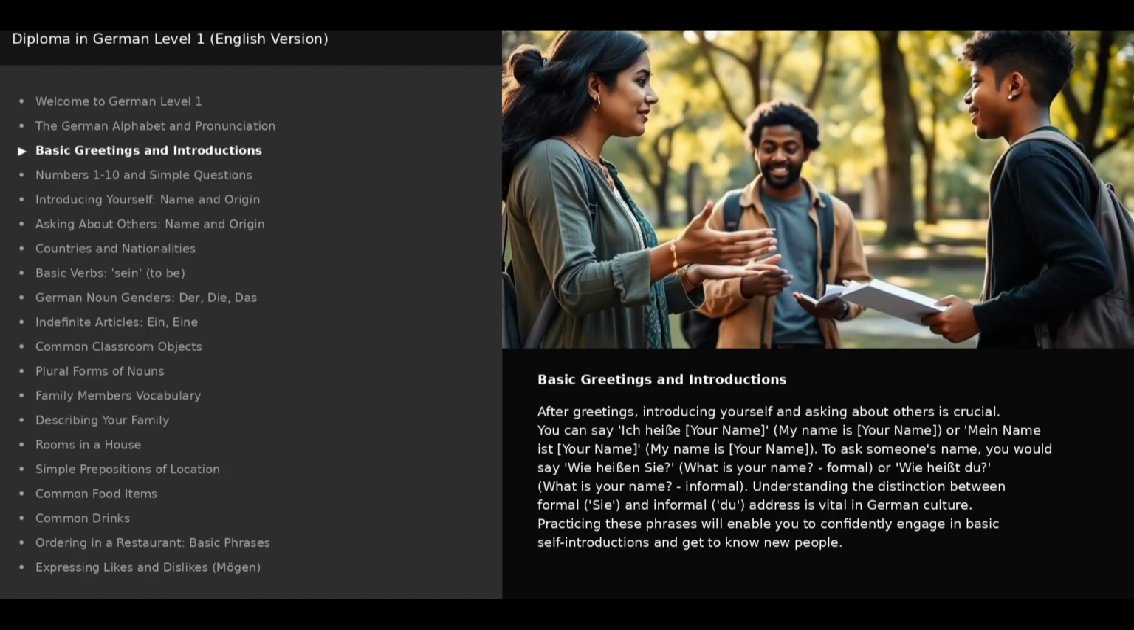You can say, Ich heiße, your name, my name is your name, or Mein Name ist, your name, my name is your name. To ask someone's name, you would say, Wie heißen Sie, what is your name, formal, or Wie heißt du, what is your name, informal. Understanding the distinction between formal, Sie, and informal, du, address is vital in German culture. Practicing these phrases will enable you to confidently engage in basic self-introductions and get to know new people.